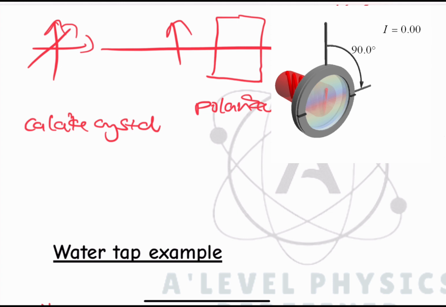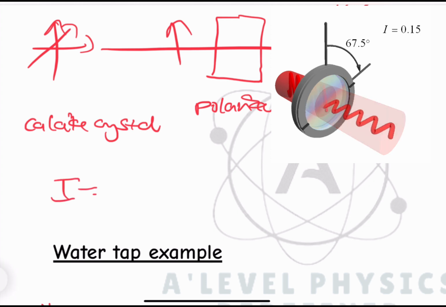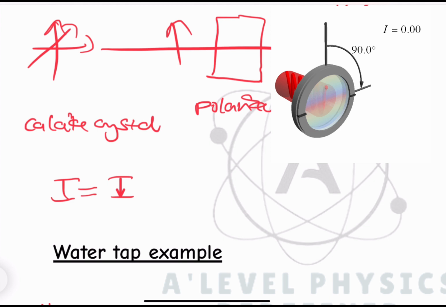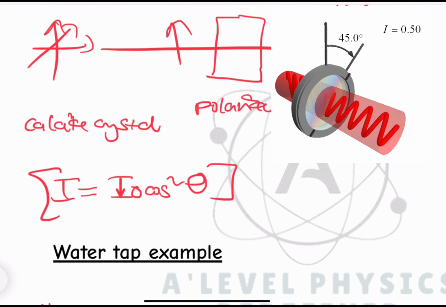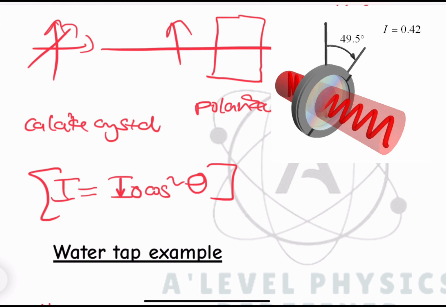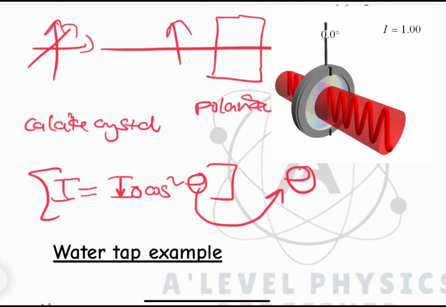Malus' law states that the intensity of the transmitted light is directly proportional to the square of the cosine of the angle between the polarizer and the analyzer. The famous equation: I equals I naught cos squared theta. This is the equation of Malus' law. But here's where it gets tricky, guys. The most important thing that most people find difficult is finding this angle theta. That's what I'm going to talk about in a couple of seconds, so that you understand what this value of theta is.